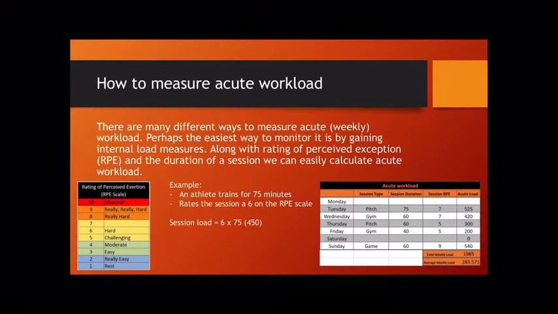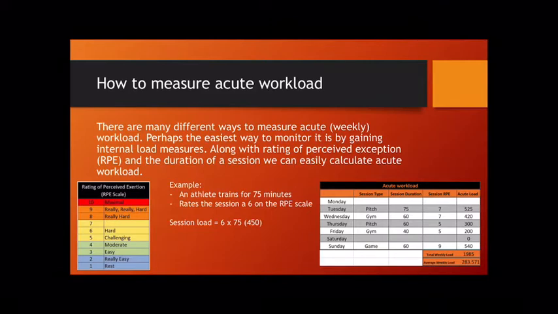Up beside that we have the duration of our sessions. So we have 75 minutes, 60 minutes, 60 minutes, 40 minutes, and then a 60-minute game. On our RPE scale from 1 to 10, our athlete found that their Tuesday session was a 7 out of 10, Wednesday was a 7 out of 10, Thursday was a 5 out of 10, Friday was a 5 out of 10, and Sunday, the game, was a 9 out of 10.